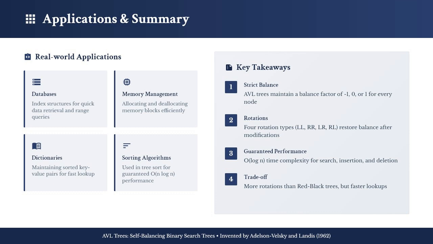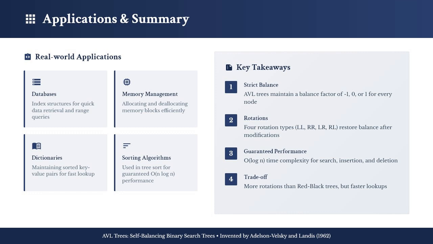AVL trees have several practical applications in computer science. They're commonly used in database systems for indexing, where fast search operations are crucial for query performance. AVL trees can be used to implement in-memory indexes that allow for quick lookups, insertions, and deletions of records based on key values. They're also used in memory management systems for organizing free blocks of memory, where the ability to quickly find a block of a certain size is important.